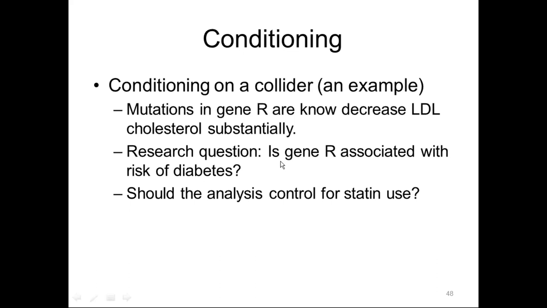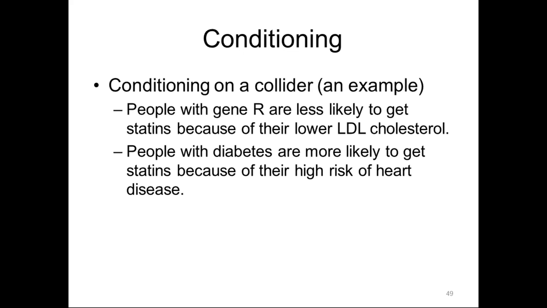Okay. So one of the questions is, is the gene associated with the risk of diabetes? And so, should we be adjusting for statin use, right? So statins are medications that treat hyperlipidemia, reduce cholesterol, or reduce LDL cholesterol. People with this gene variant are less likely to get statins because they have naturally low cholesterol. And people with diabetes are more likely to get statins because of their high risk of heart disease. And treatment guidelines recommend statins for most adults with type 2 diabetes.